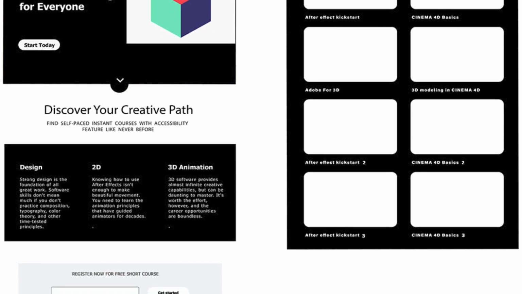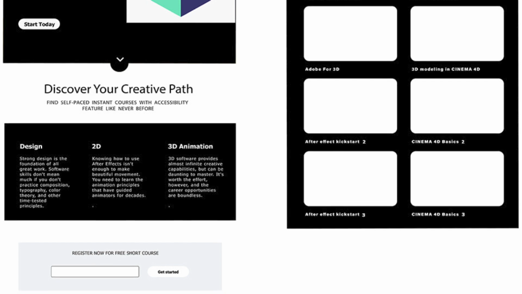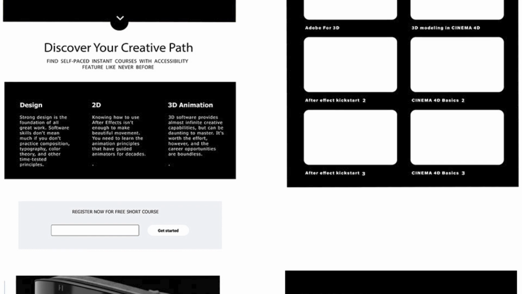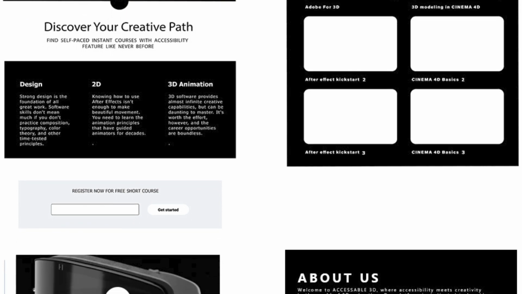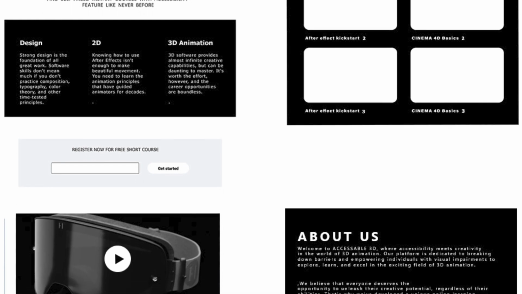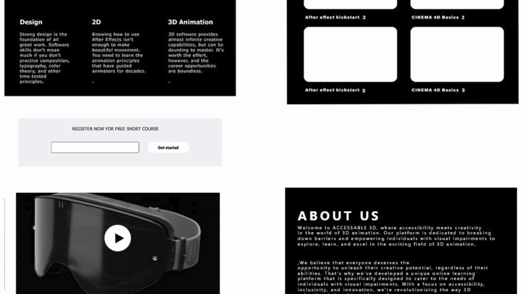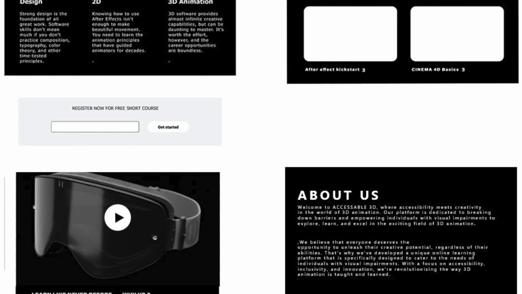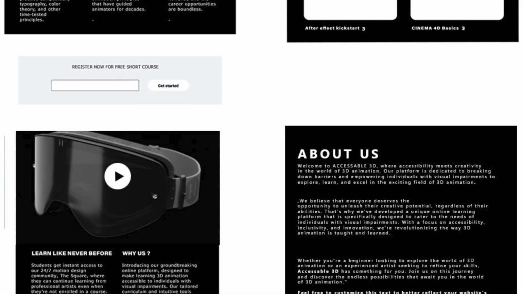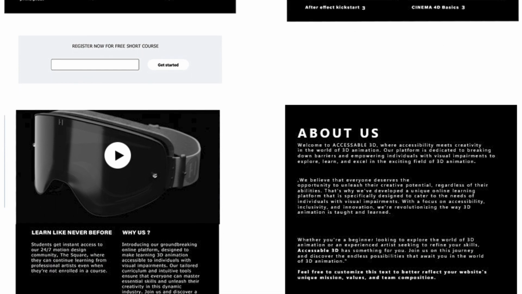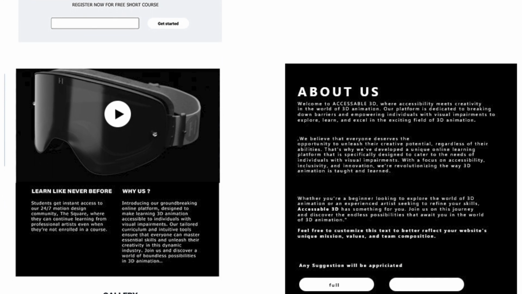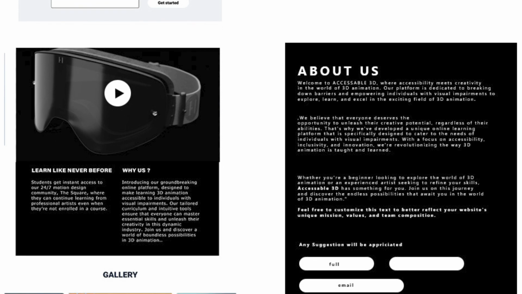Basically, my project is about people who are facing visual impairments, and I want to address the issue that there are a lot of students who want to learn 3D animation, but they cannot learn due to the lack of accessible options that can help them understand the process of 3D, which is a first step for students who are facing visual impairments. The name of the website is Accessible 3D.